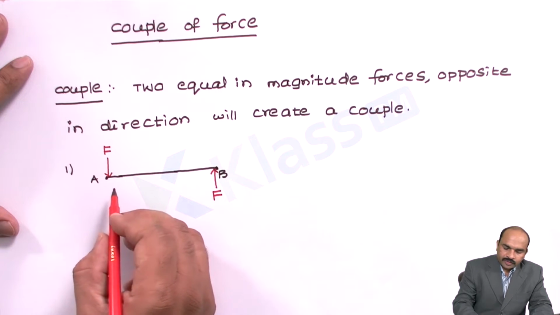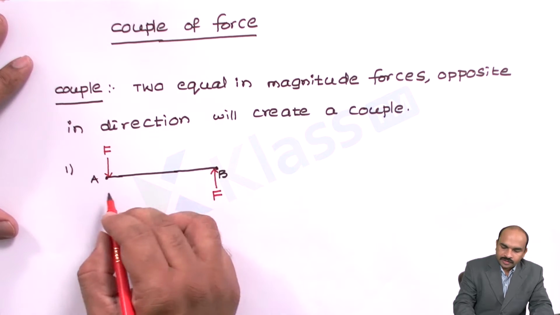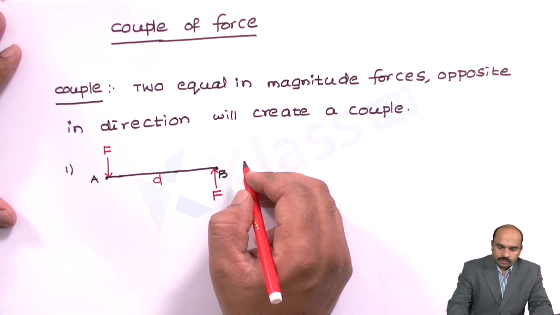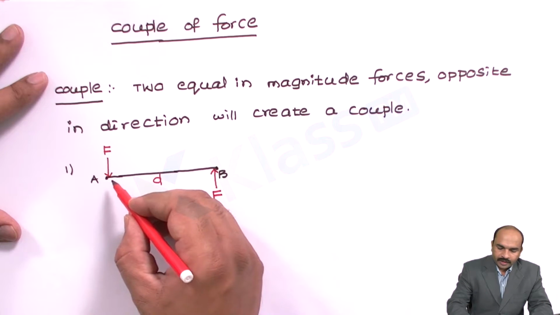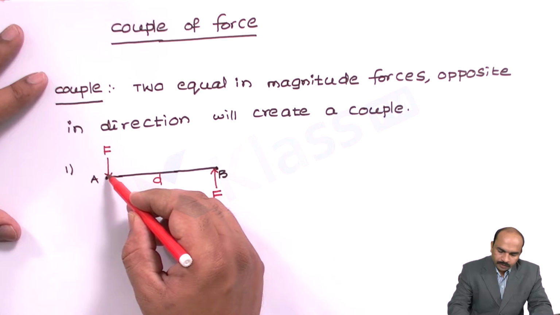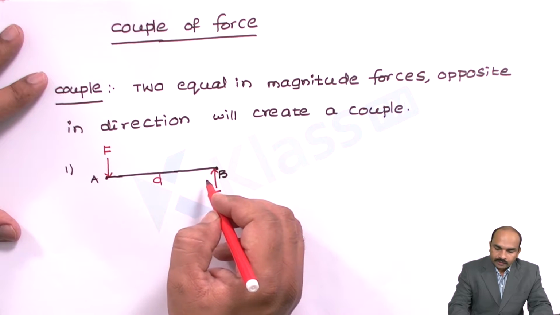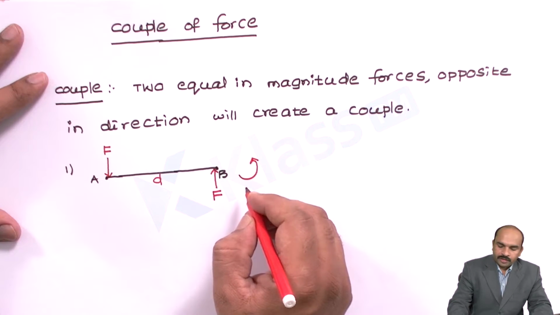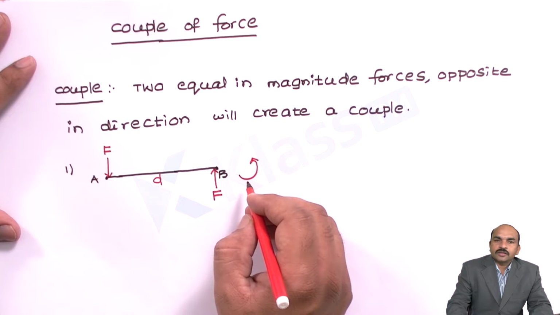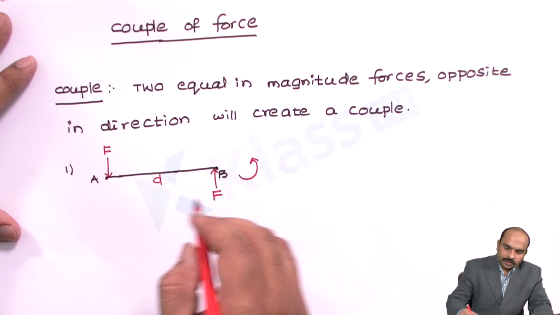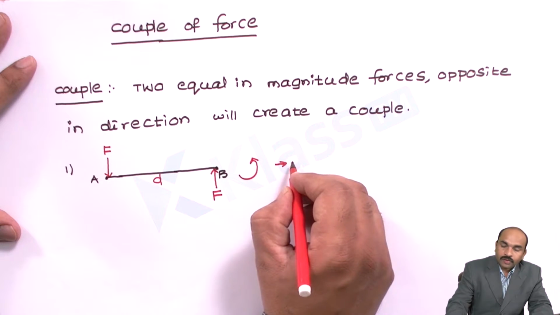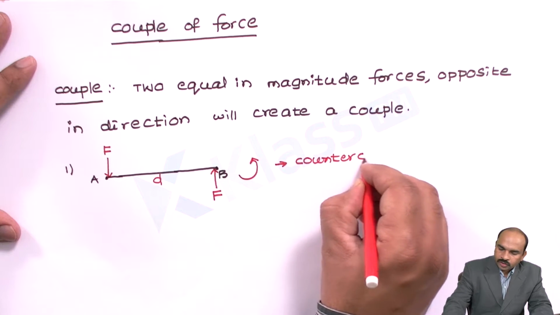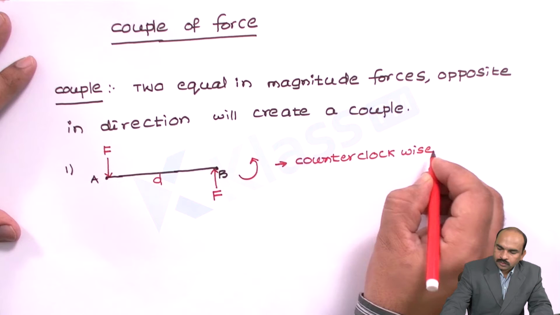Now let the distance between A and B, meaning the distance between these two forces, be D. Now it will create a couple. So what type of couple will it create? See, at end A this beam will move downward and at B it will be moving upward, so this body will be moving like this, which means it will create an anti-clockwise couple. So we can see in the diagram, this couple is known as a counterclockwise or anti-clockwise couple.